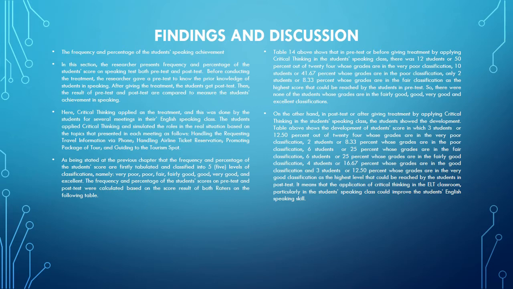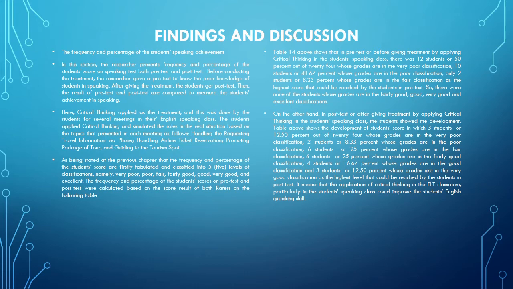And then the table shows that in the pre-test, before giving treatment applying critical thinking in the student speaking skills, there were 12 students or 50% out of the 24 whose grades are in a very poor classification, 10 students or 41.67% whose grades are in a poor classification. Only 2 students or 8.33% whose grades are in a fair classification, as the highest score that could be reached by the students in the pre-test. So there were none of the students whose grades are in a fairly good, good, very good, and excellent classification.